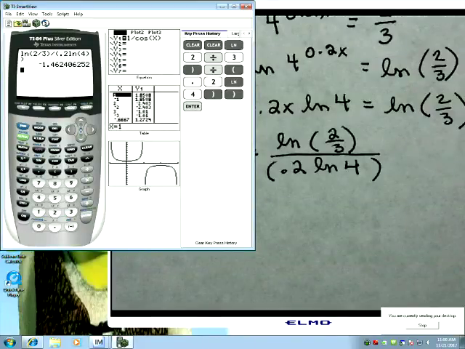Did you get the negative 1.46, or do you need me to write down? I don't know who all has a backwards calculator. You do. Did you get the negative 1.46? Because if you don't, I'll write down the steps for you.